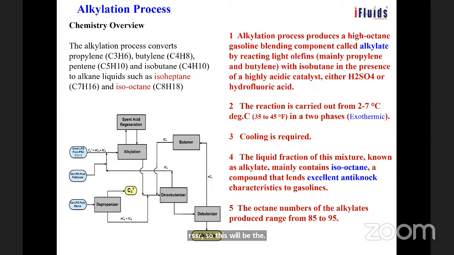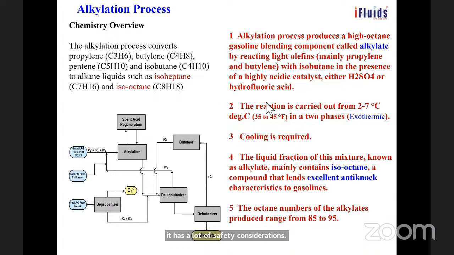So now we are moving to alkylation. The alkylation process produces a high octane gasoline blending component called alkylate, by reacting light olefins, mainly propylene and butylene. You can see in the chemistry view, the alkylation process converts propylene, butylene, and isobutane to alkane liquids such as isoheptane and isooctane. The catalyst is in a very highly acidic form. You can use sulfuric acid, or in other processes hydrofluoric acid is also used, but using hydrofluoric acid is more difficult because it has a lot of safety considerations.